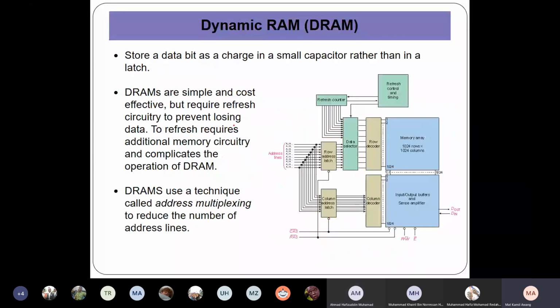Now this is dynamic RAM. It stores a data bit as a charge in a small capacitor rather than in a latch. So in here, it's actually a capacitor.